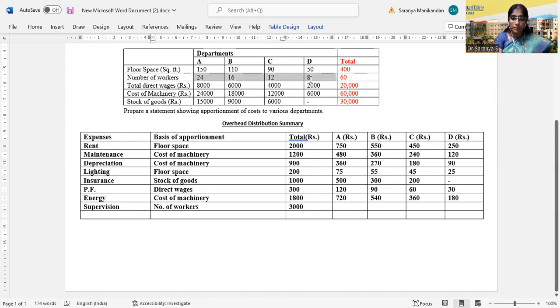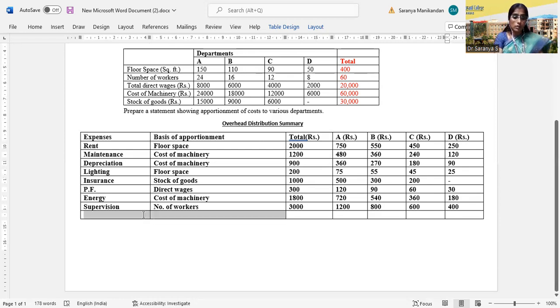Number of workers is here. So when we will start distributing 3,000 into, for A department it is given as 24. So 3,000 into 24 divided by 60. Total is 60. So how much you will get? 1,200. And for B department, 3,000 into 16 by 60. So you will get 800. And for C department, it is given as 12. So 3,000 into 12 by 60, you will get 600. And for D department, it is given as 8. So 3,000 into 8 by 60, you will get 400.